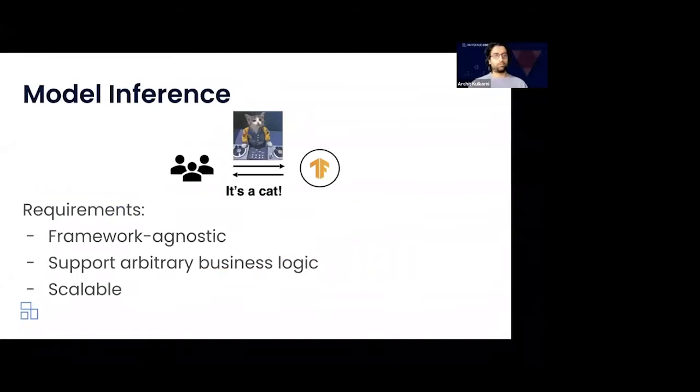So first, let's talk about some of the requirements of model inference. So what is inference? Here's an example. You have an image and you want to know what the image is about. So maybe a machine learning model can tell you it's a cat. And so some requirements that you might want, and we'll go into more detail on each of these, are that your model inference solution is framework agnostic, and it supports arbitrary business logic, and that it's scalable.